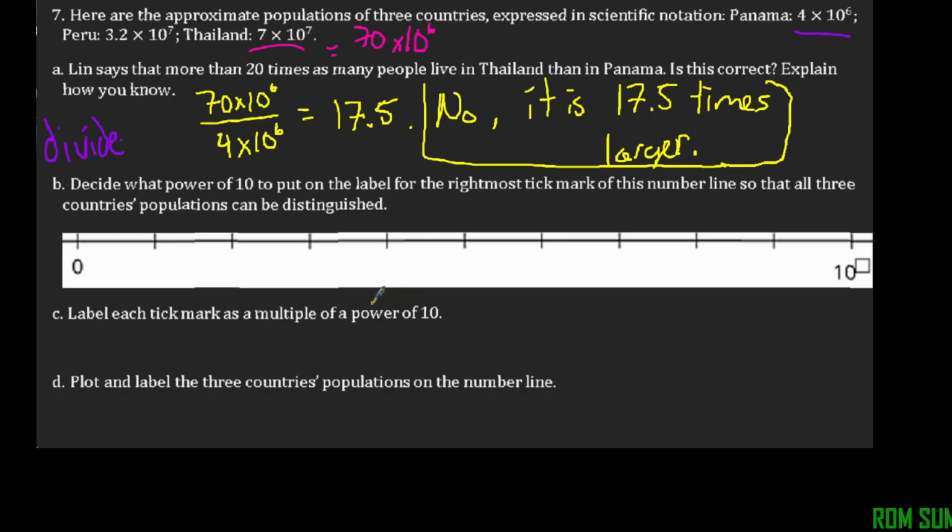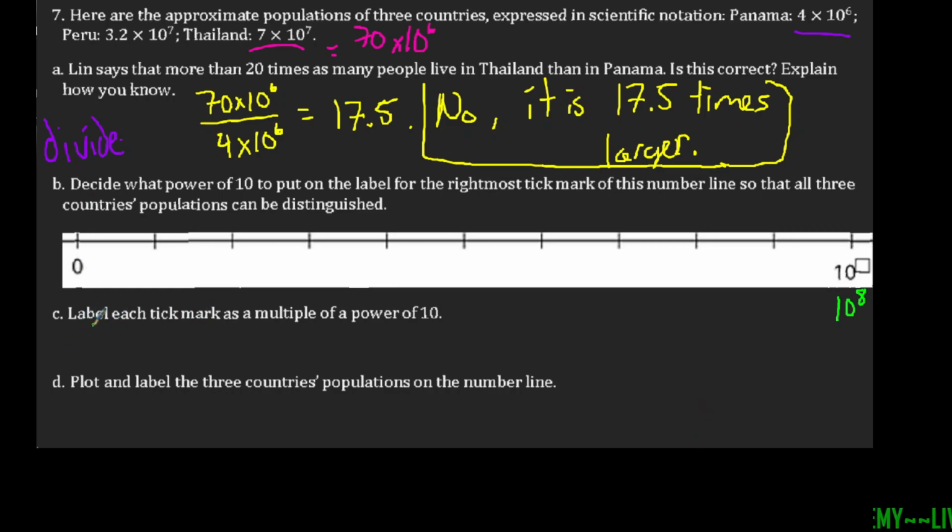All right. Then for part B, it says decide what power of 10 to put on the label for the rightmost tick mark on this number line so that all 3 countries' populations can be distinguished. That means we want to make sure that we can plot them, which is part D. So I need to figure out, okay, what am I going to put in this part down here? Our largest value, or 2 of our values, are to the 7th power, so that just means I have to put to the 8th power. So this is going to be 10 to the 8th power.